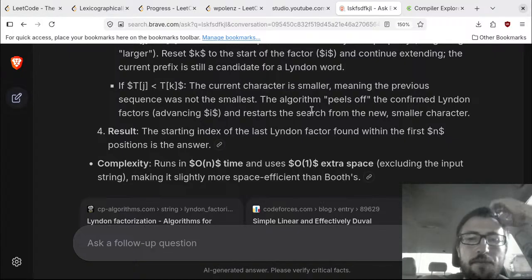It runs in linear time and uses constant extra space, excluding the input string, making it slightly more space efficient than Booth's.